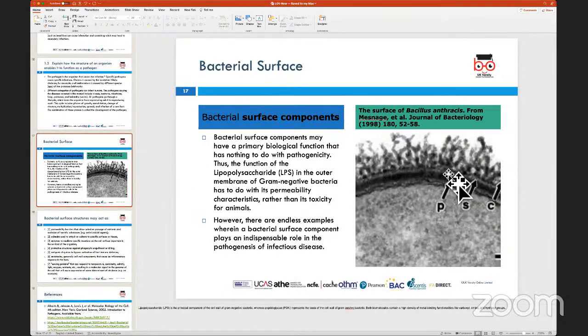Now, talking about Bacillus anthracis, this is one type of bacteria which causes disease in humans. This is also termed anthrax. Anthrax is a very serious infectious disease caused by gram-positive, rod-shaped bacteria, and that bacteria is called Bacillus anthracis.